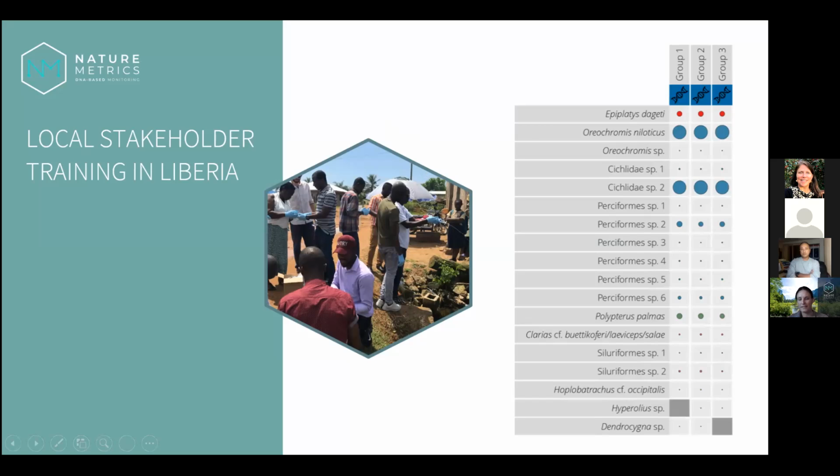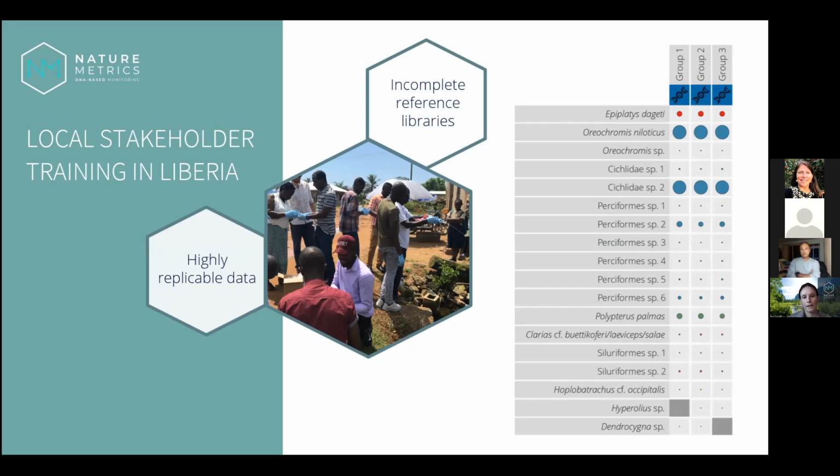I think you see the data on the right-hand side there. You see very similar patterns overall to what we saw with the citizen scientists in the UK, where we've got very replicable data. All the species pretty much are showing up in all of the samples and very replicable relative abundances. But the big difference is that we can only name a small portion of the species down to species level. And that's because the reference libraries here are really, really incomplete. But again, we've demonstrated that non-experts can collect really good quality replicable samples.